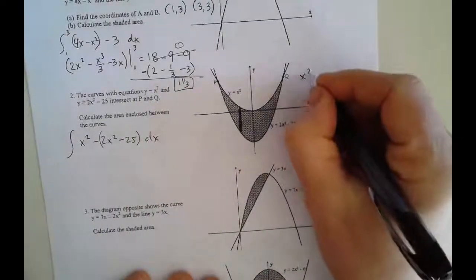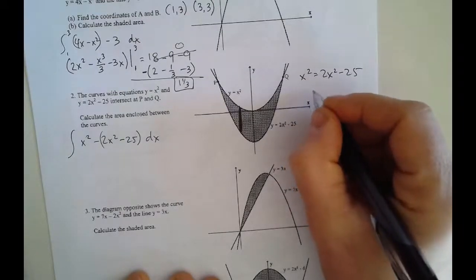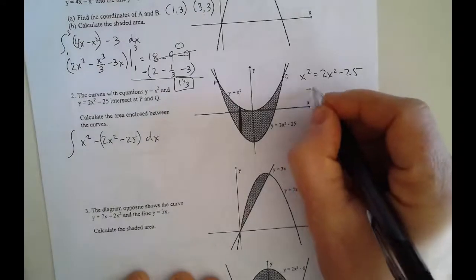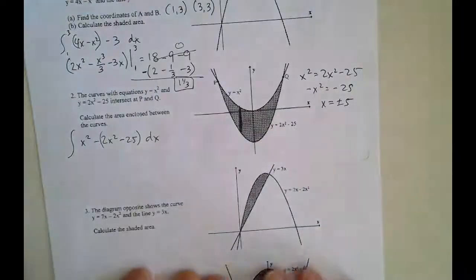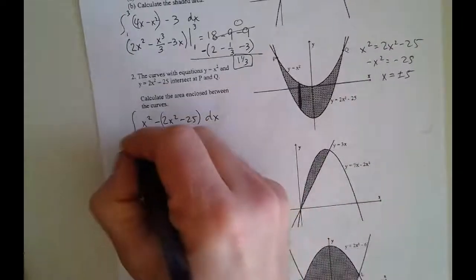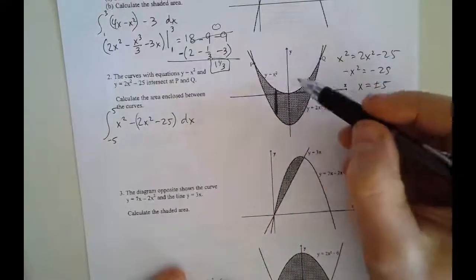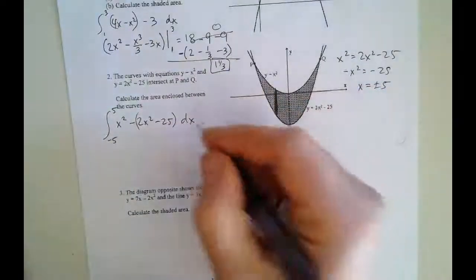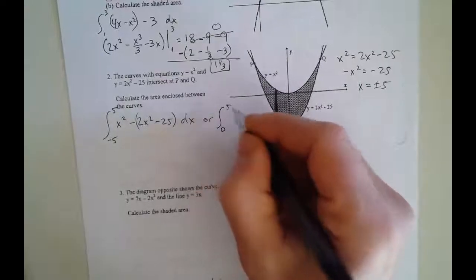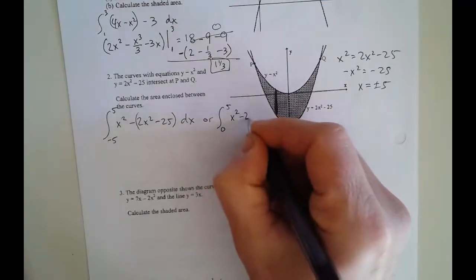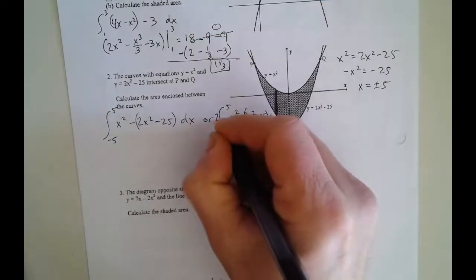Okay, so x squared equals 2x squared minus 25. So that's going to give me that the intersections are plus or minus 5. Now, again, I talked a little bit earlier about how, if there's symmetry, you can have the two sides match. So if you want to use symmetry, you could do for your bounds 0 to 5 for that same area, but then you would just double the whole thing.